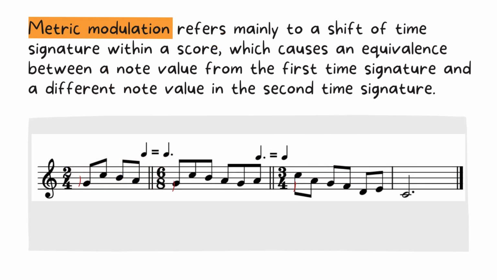In this unit, we will see metric modulation. Metric modulation refers mainly to a shift of time signature within a score, which causes an equivalence between a note value from the first time signature and a different note value in the second time signature. See how the score in the example starts with a 2/4 time signature, continues with a 6/8 time signature and finishes with a 3/4 time signature.